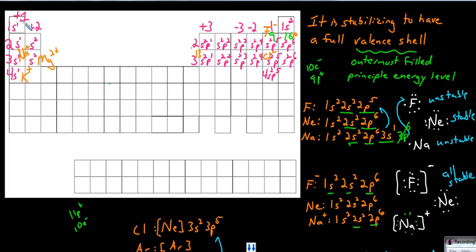You should memorize that the metals here, and then the transition metals, and then also aluminum, get positive charges: positive 1, positive 2, positive 3. And the nonmetals get negative charges: negative 1, negative 2, negative 3, because they gain electrons from metals. Of course, though, neon, helium, etc., the noble gases, don't get charges because they are already stable.